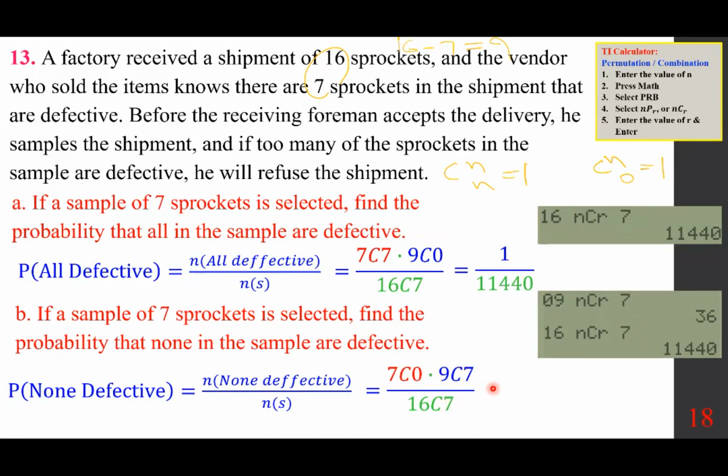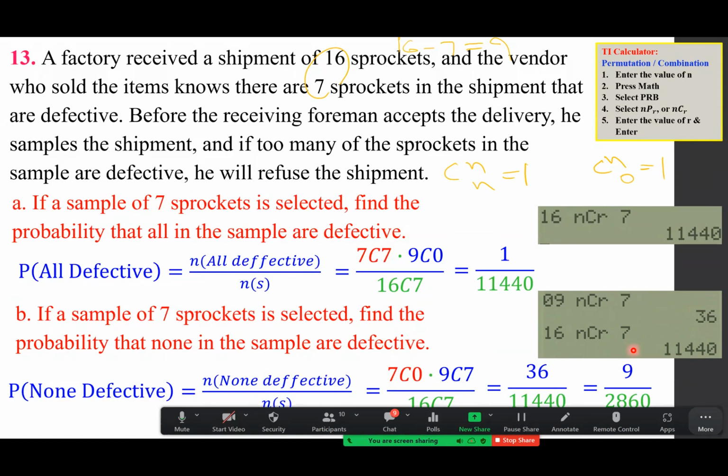You end up with 36 here and 11,440 here. The ratio of the two is the answer. You can divide the top and the bottom by a common factor of 4, and it becomes 9 over 2860. If need be, you can represent this as a decimal.